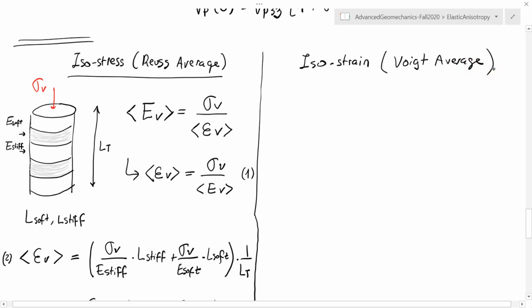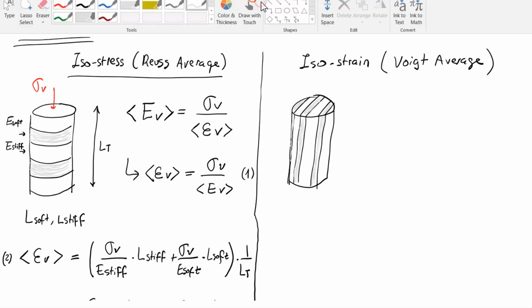Okay, in the Voigt average, we are also going to load this cylindrical rock, which is also going to be layered, and it's going to have sections of soft and stiff rock. Let me do a little bit of shading. And we'll go through the equations. Okay.